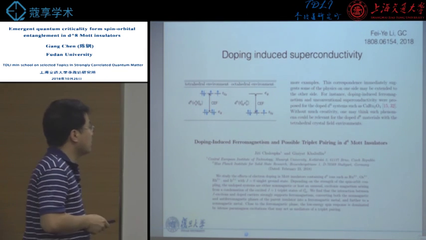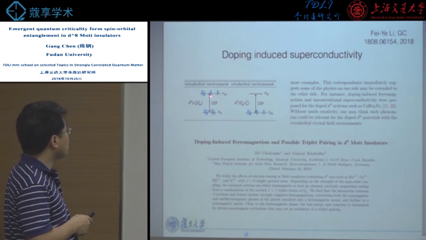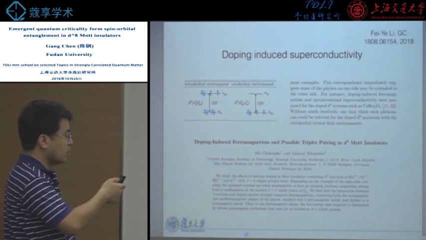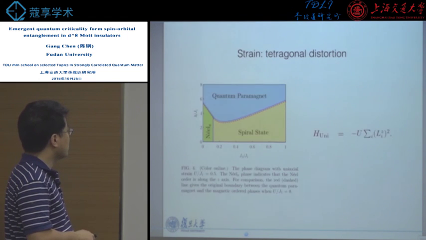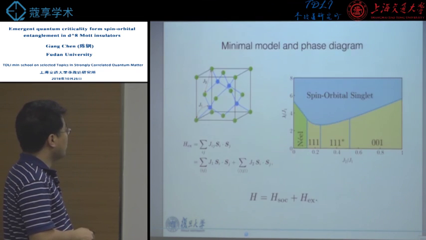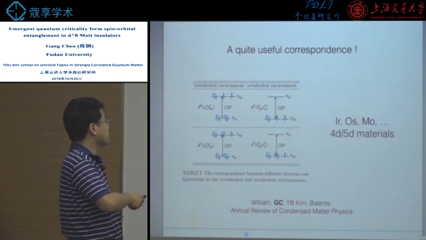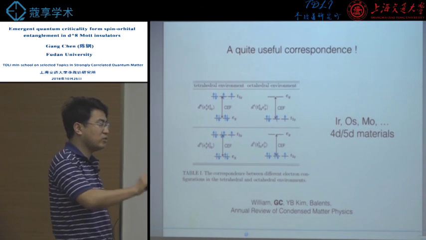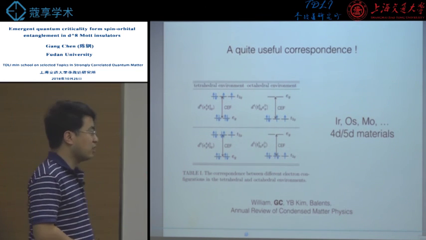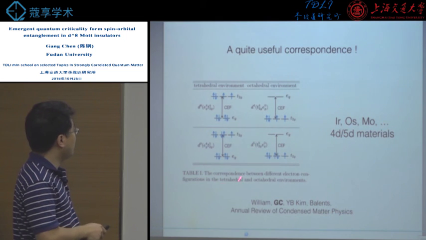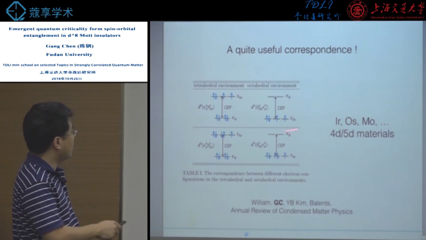Another consequence is this correspondence between different electron configurations. All these works are based on some simple observations. How you make a simple observation, try to abstract the problem, try to think about the consequence. So these are the first.